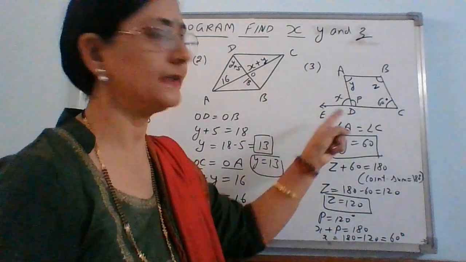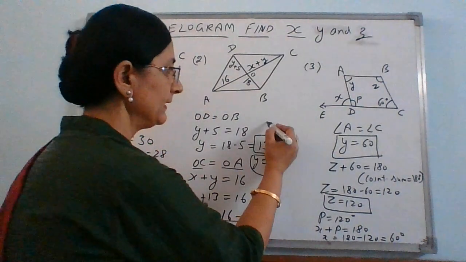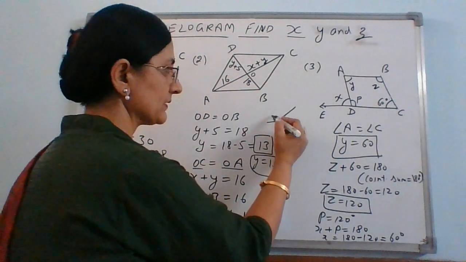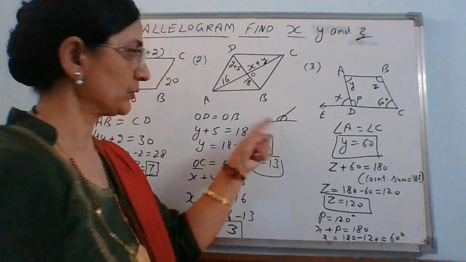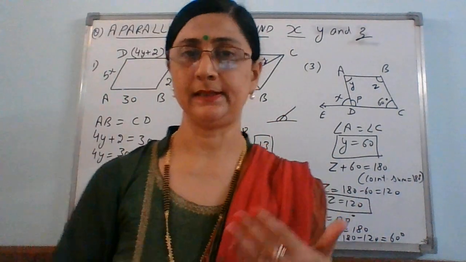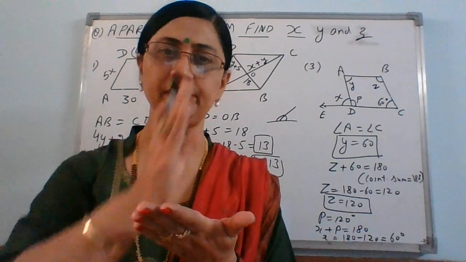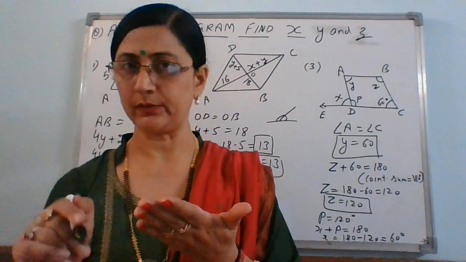X plus P is a linear pair. I hope you know linear pair. In a straight line, the total of all the angles is a linear pair. So here there are two angles, one P and one X, and their total is 180, right? If we have a straight line, there are different angles there, and the total of all of them is 180.